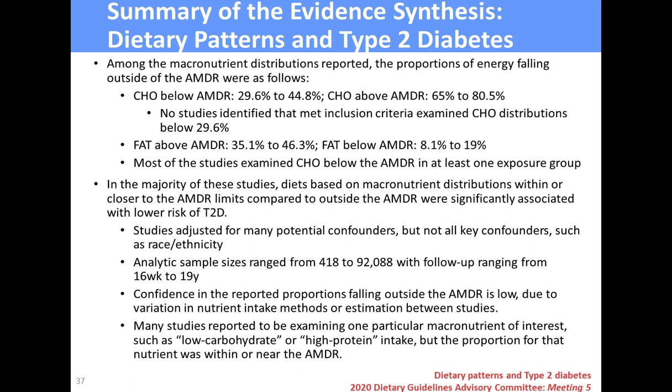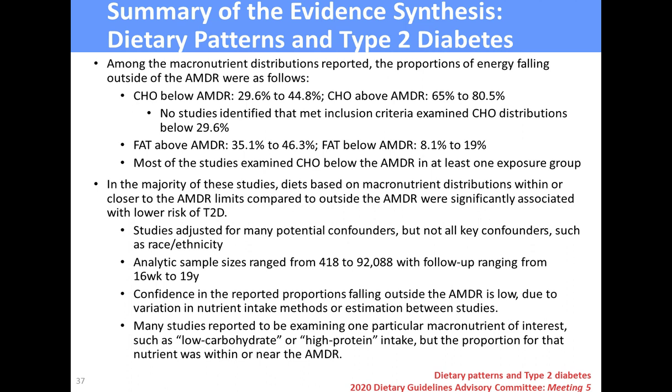Fat above the AMDR ranged from 35.1% to 46.3%. Fat below the AMDR ranged from 8.1% to 19%. In most of the studies, carbohydrate was below the AMDR in one or more exposure groups compared with where fat was also above the AMDR in that distribution. Significant associations were reported in the majority of these included articles, 19 of 23, that were consistent in direction. Diets based on macronutrient distributions within or closer to the AMDR limits compared to outside the AMDR were significantly associated with lower risk of type 2 diabetes.